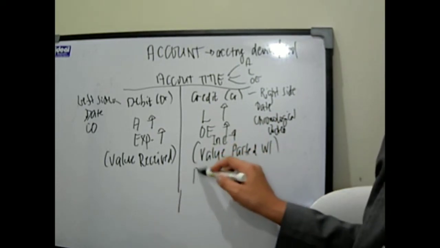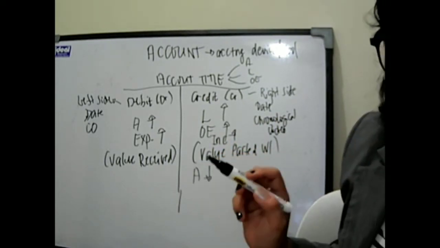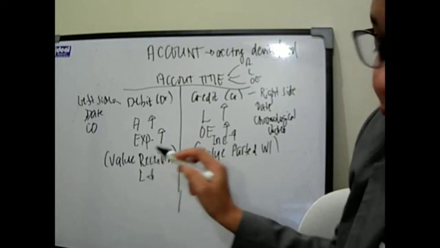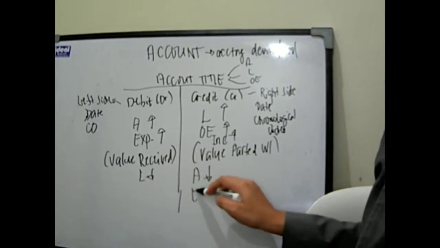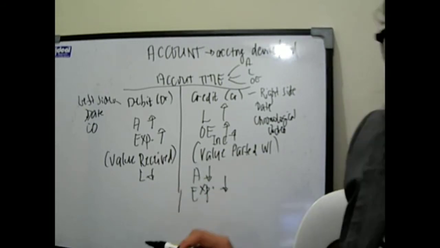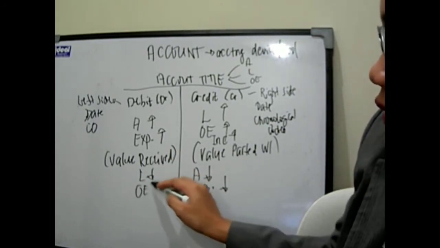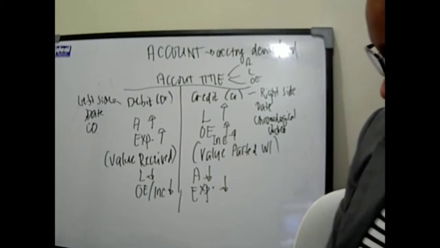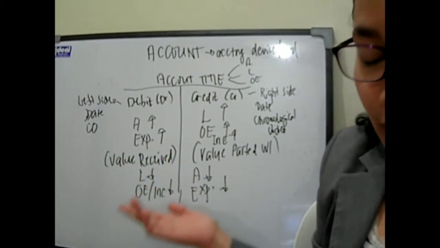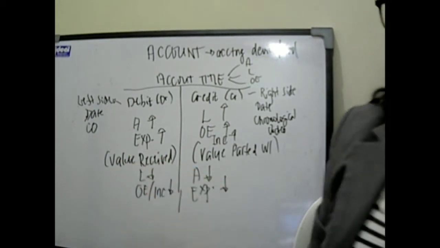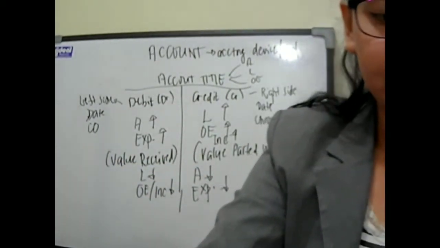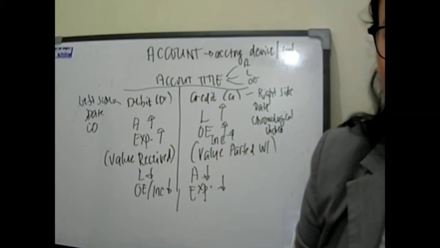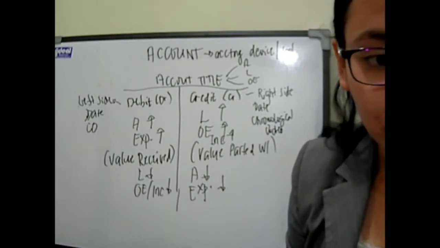Yan. So asset is credited when decreases, liabilities is debited when decreases, expenses is credited when decreases, while owner's equity and income is debited when decreases. So, yan yung summary ng mga transaction, effects ng transaction in accounting. So, you must remember those effect of transaction because it is critical in accounting practices.